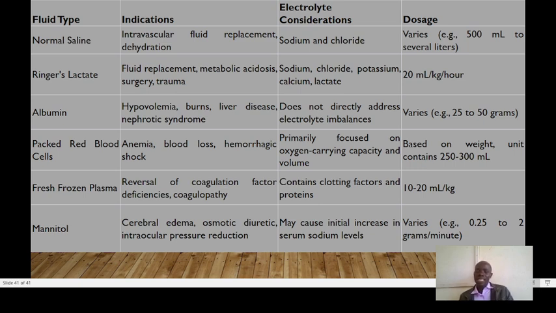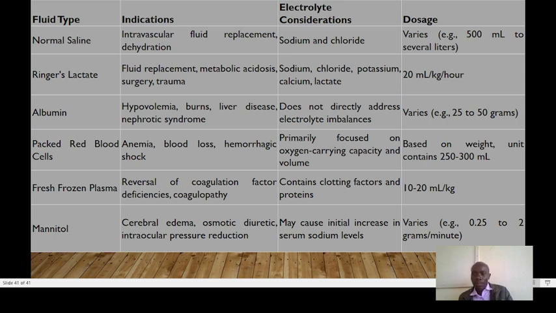Ringer's lactate is for fluid replacement in metabolic acidosis, surgery, and trauma. Electrolyte considerations here could be sodium, chloride, potassium, calcium, and the lactate. The dosage is normally 20 mLs per kg per hour.